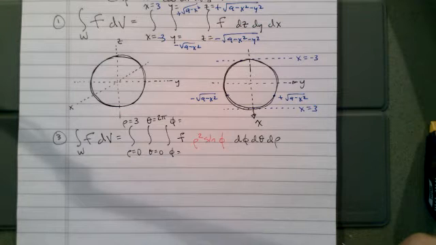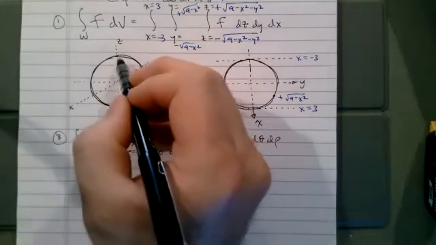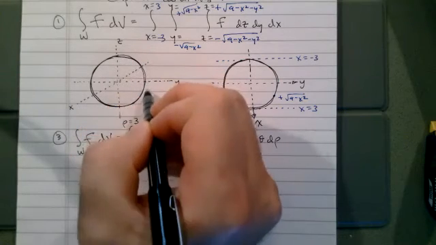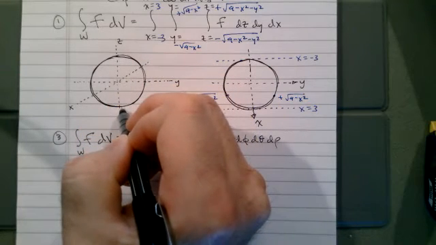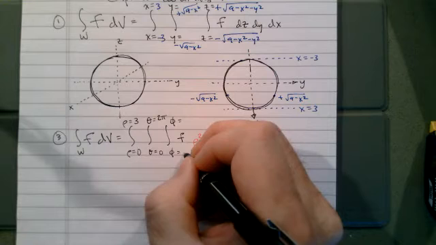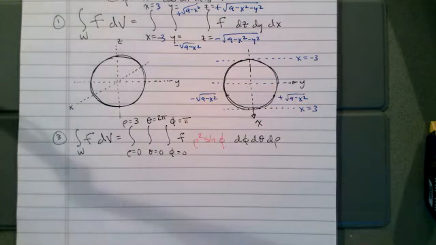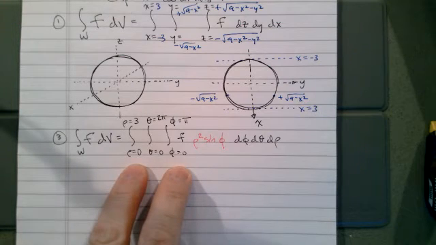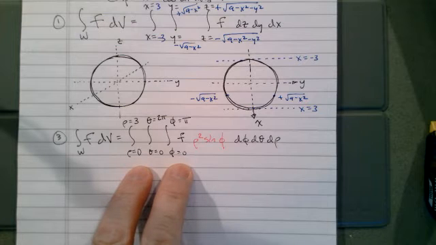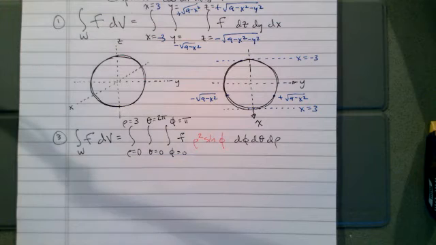And for phi, I want to go from the positive z-axis all the way down to the negative z-axis. But that's where we run out of phi. So phi just goes from 0 to pi. So in spherical coordinates, a sphere is a rectangle, has the same integral setup as a rectangle in rectangular coordinates. So that's cool.